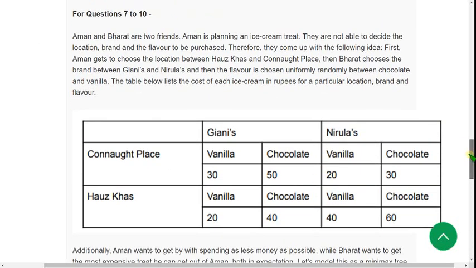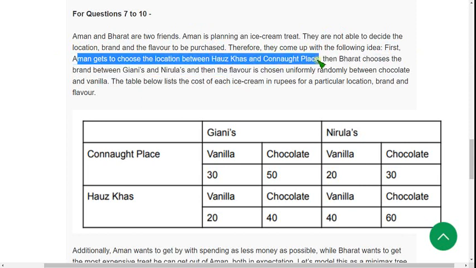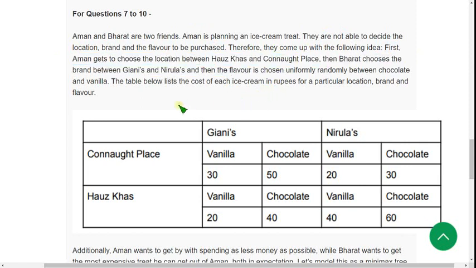So let's see what happened here. Aman and Bharat are two friends. Aman is planning an ice cream treat. They are not able to decide the location, brand and flavor to be purchased. First, Aman gets to choose the location between House Cars and Connaught Place. So here there are two locations. Suppose it is two restaurants like that. You can compare them with restaurants. There are two restaurants, Connaught Place and House Cars.